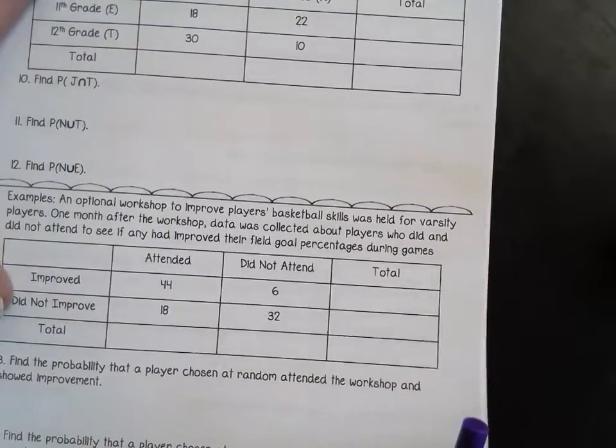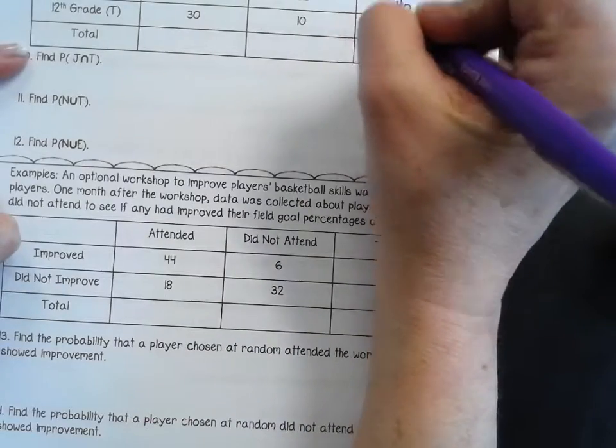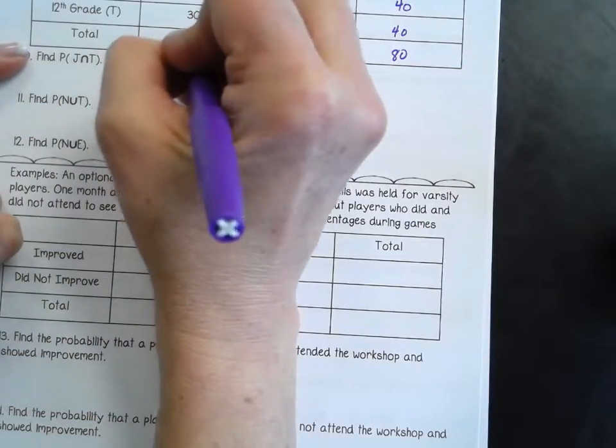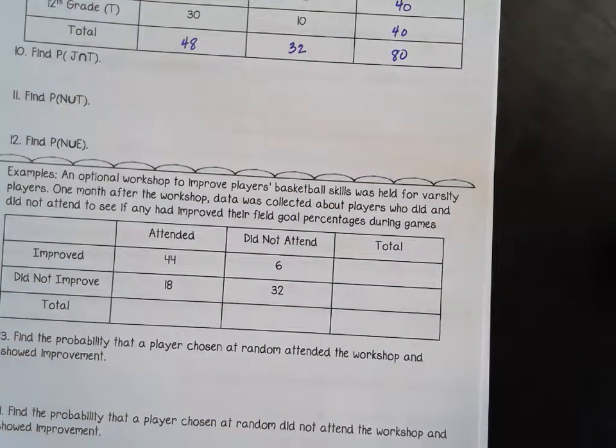All right, let's do a table. All right, my totals are 40, 40, and 80. I have 48 with a job and 32 no job.